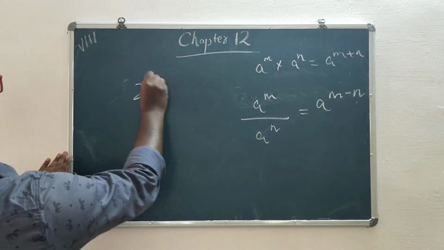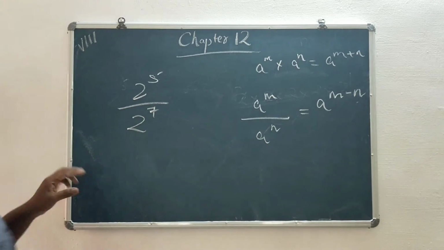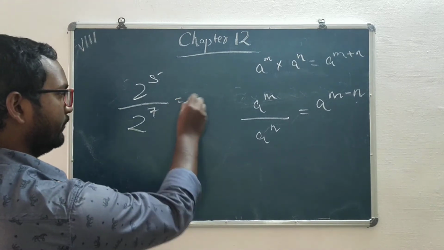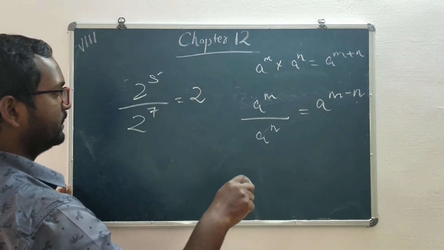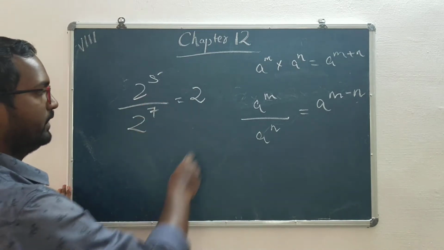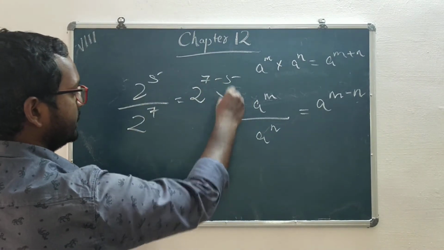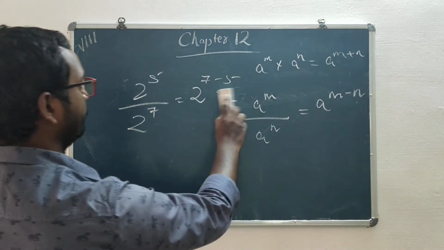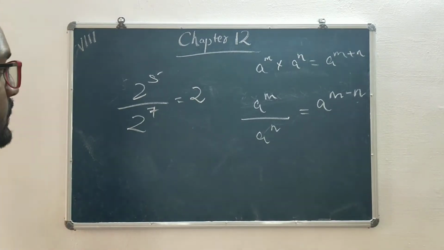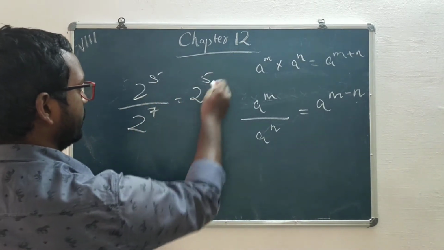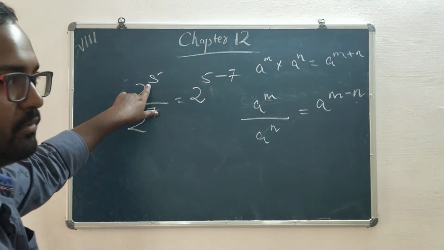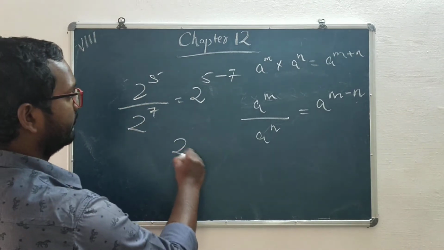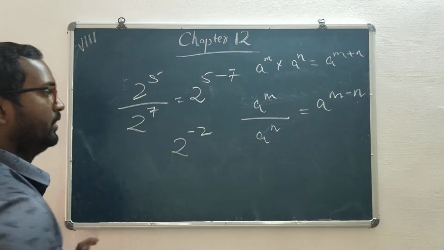Now let's see another case. Let's say it's 2 power 5 divided by 2 power 7. We have to apply the same formula. But some students make the mistake: because 7 is greater than 5, they will write 7 minus 5. This is wrong. Whatever number is in the numerator, with that number's power you have to write in the beginning. So you have to write 5, then minus 7.